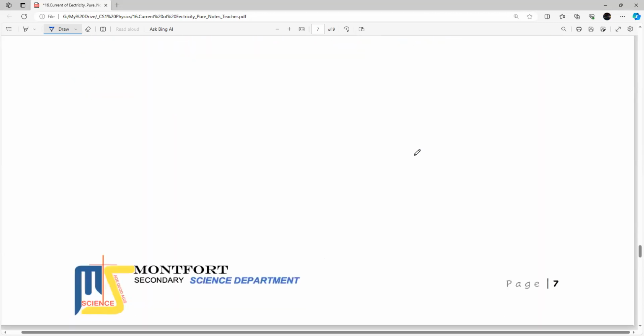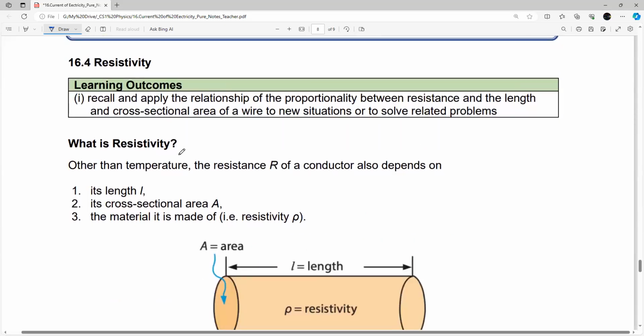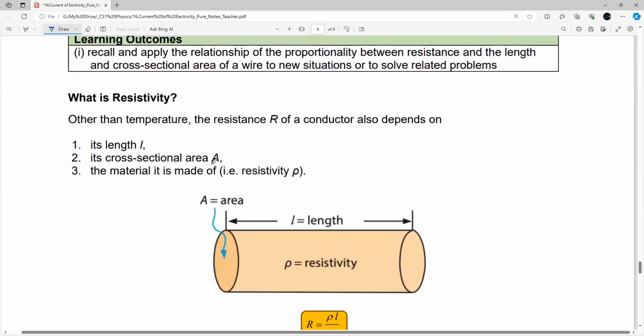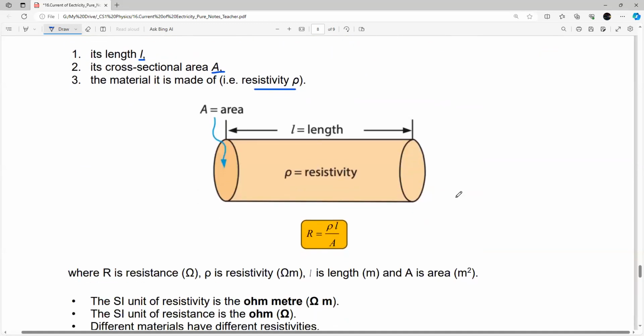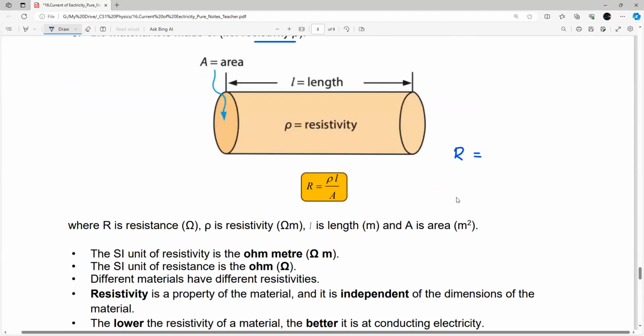Now, coming to resistivity, the resistance of a conductor depends on three things. One is the length. Number two is the cross-sectional area. And number three is the type of material, which is the resistivity rho. So it's given by the formula R equals rho L over A.